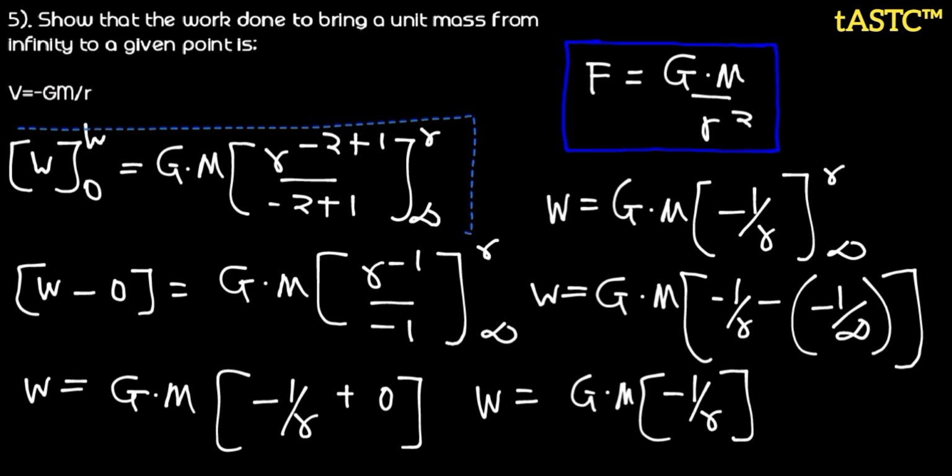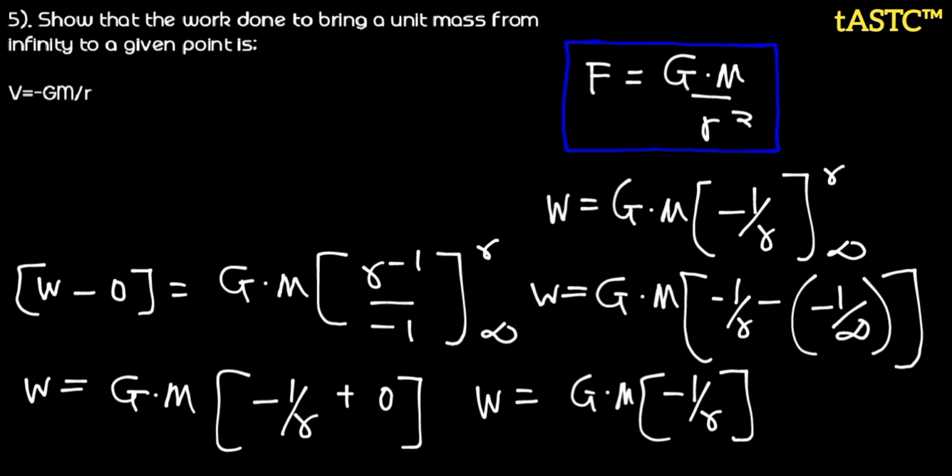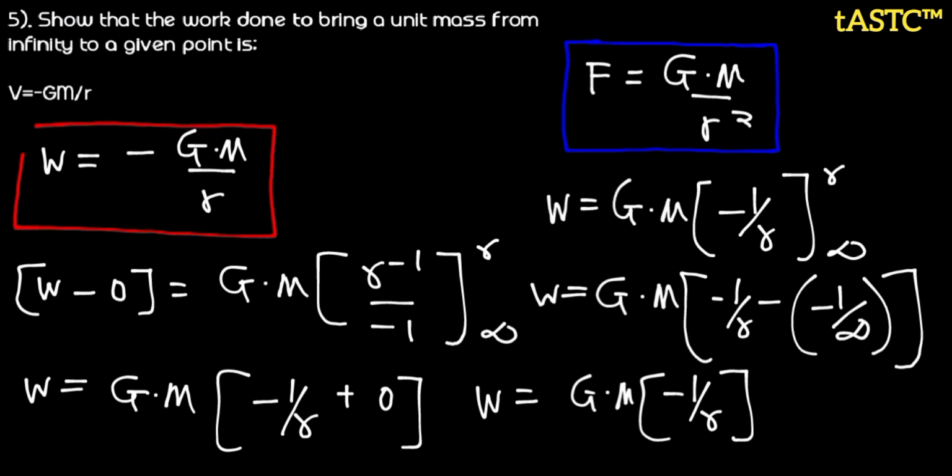And clearly what is left for us is W, and that is equal to negative G multiplied by M divided by r. And this is actually the same thing as we had in the initial case. We said that the work done in bringing a unit mass from infinity to a given point is given as this stuff. And here we can see this. So clearly we have proven it, and that is basically it.